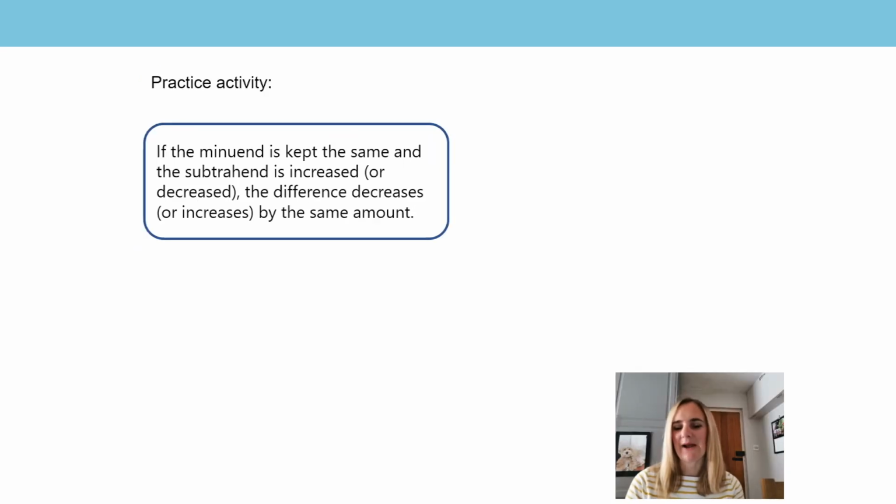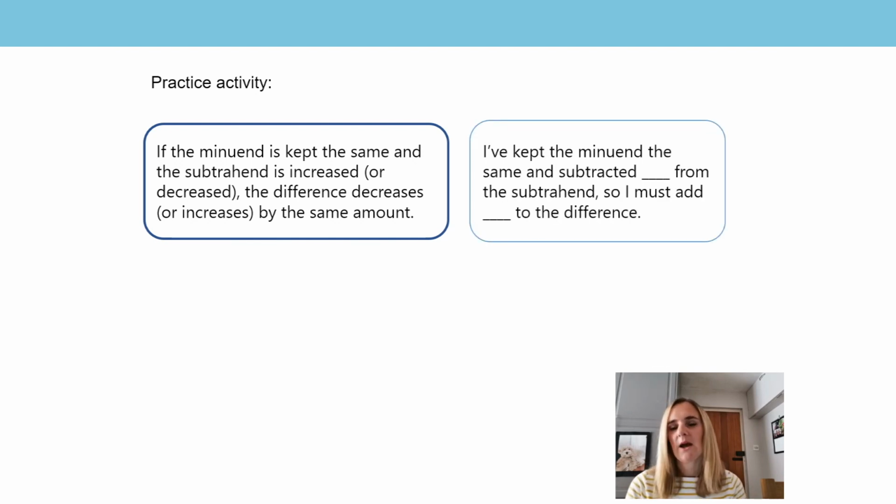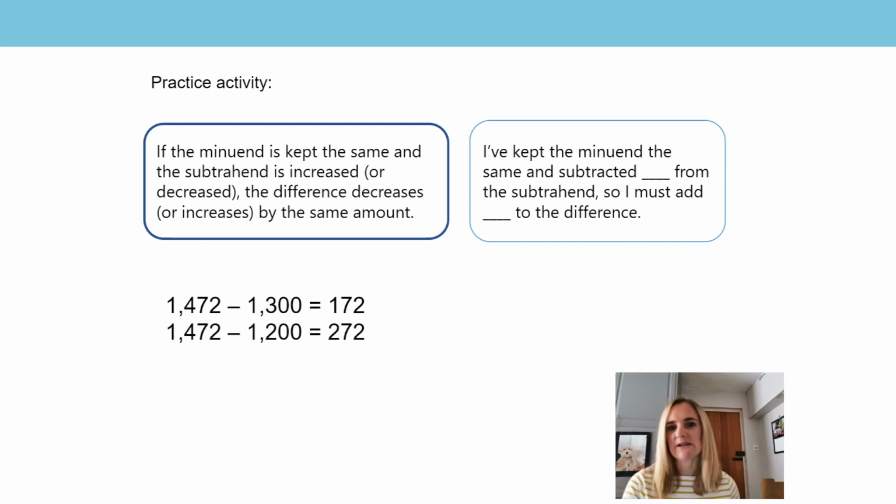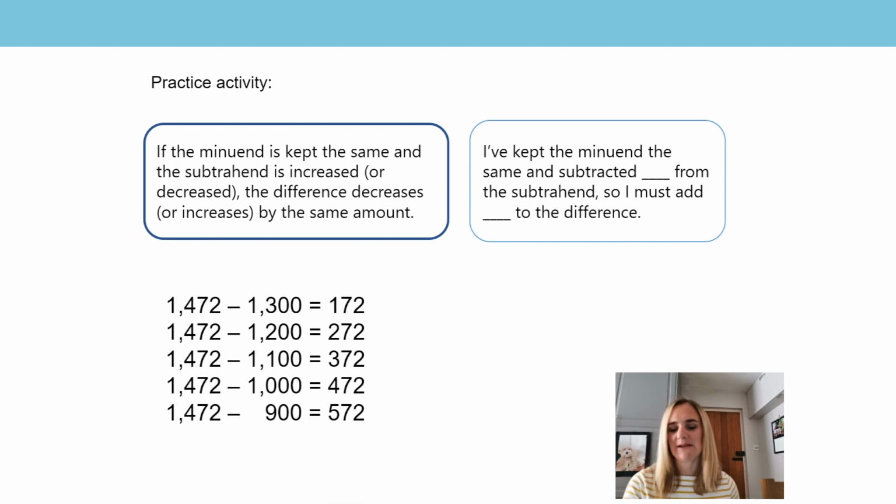So I joined in with the practice and I thought really carefully about that generalised statement. If the minuend is kept the same and the subtrahend is increased or decreased, the difference decreases or increases by the same amount. I decided that in my first sequence I would keep the minuend the same and subtract from the subtrahend, and therefore I'd need to add to the difference. So this is the beginning of my sequence. 1472 subtract 1300 equals 172.